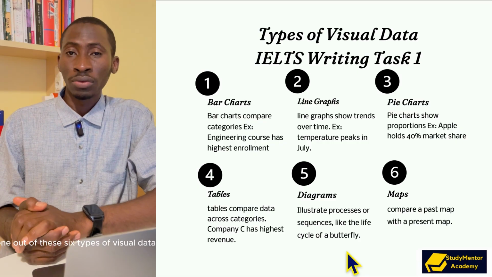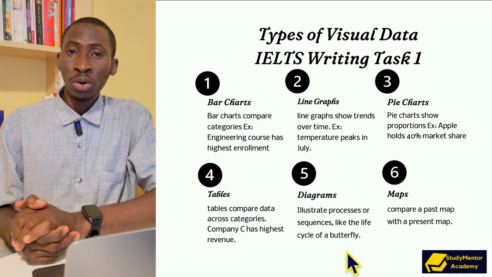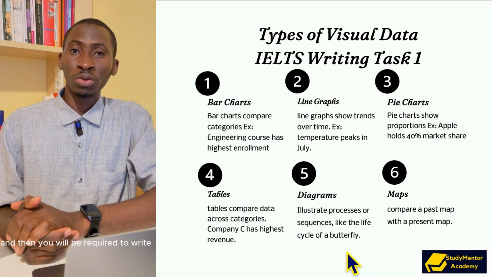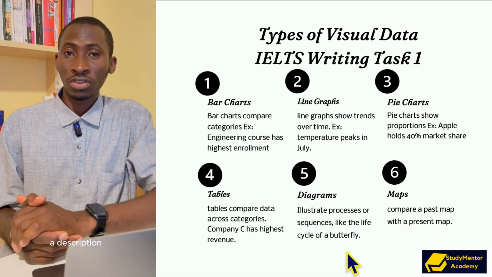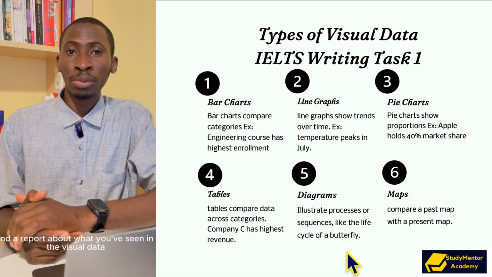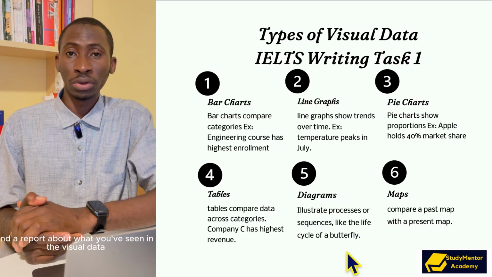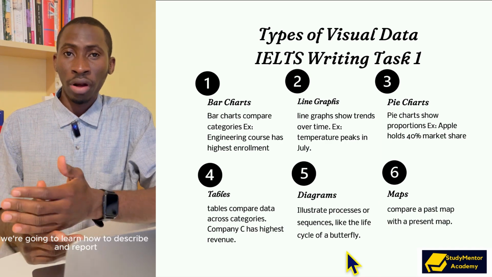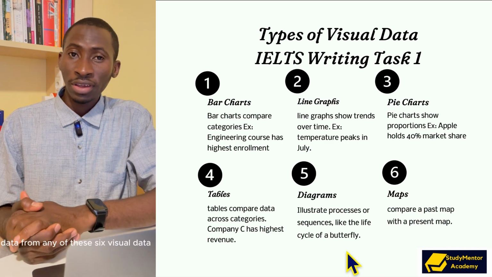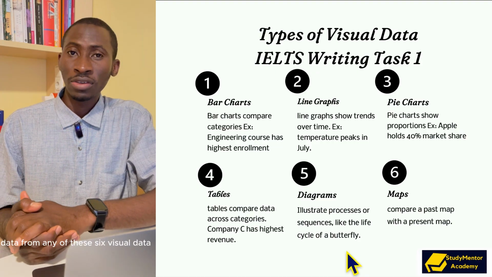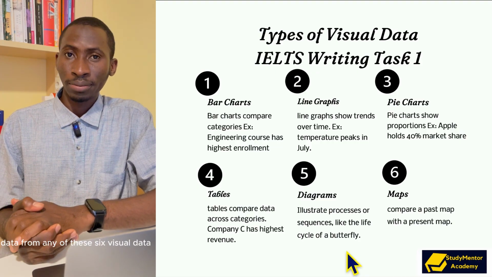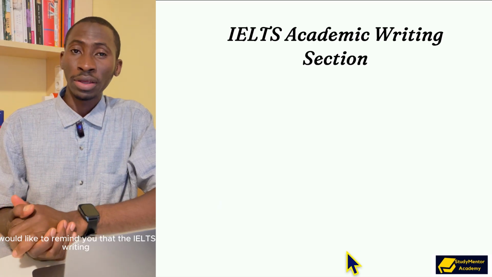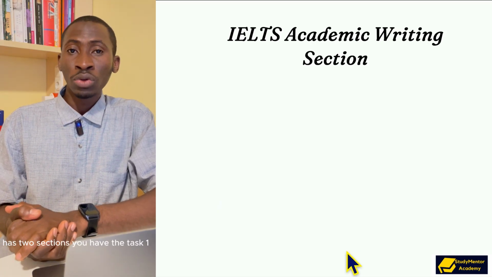So one out of these 6 types of visual data would be presented to you in the IELTS Writing Task 1, and then you will be required to write a description and a report about what you've seen in the visual data. In this lesson, we're going to learn how to describe and report data from any of these 6 visual data.